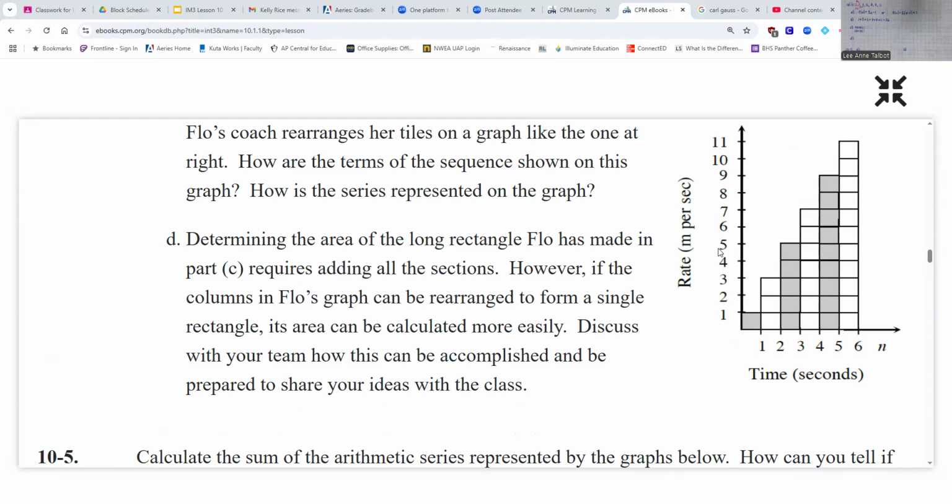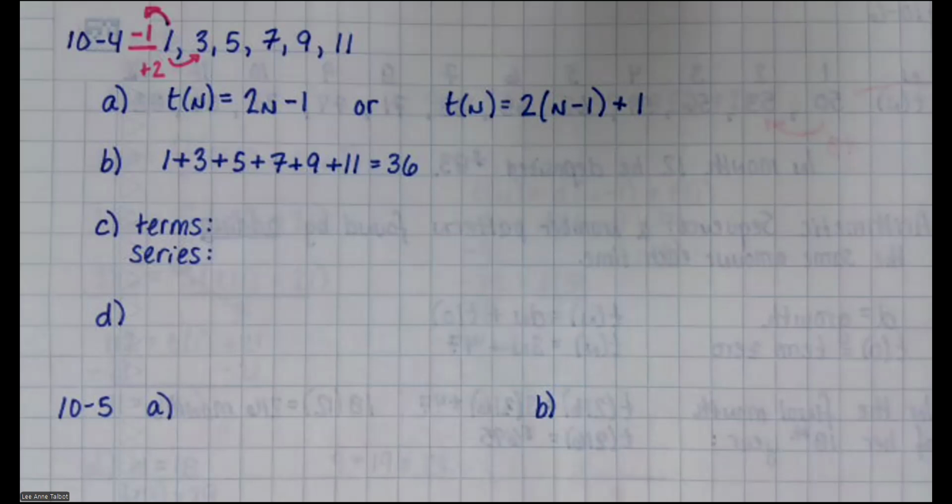Okay, now where it says series is the area of the diagram. The series is the area, meaning that they're all the number of boxes added together. Okay, I'm going to come back to that picture in just a second.